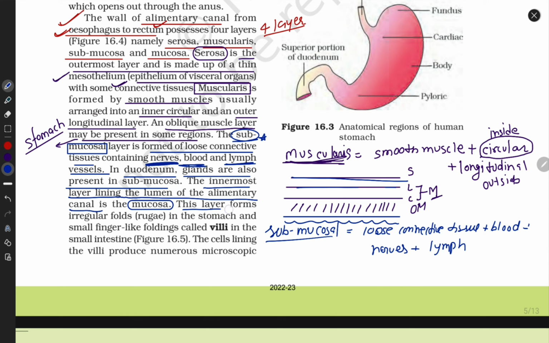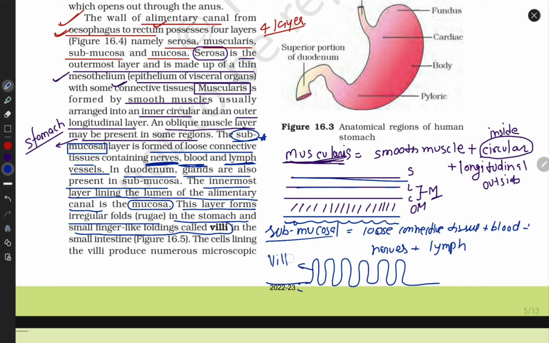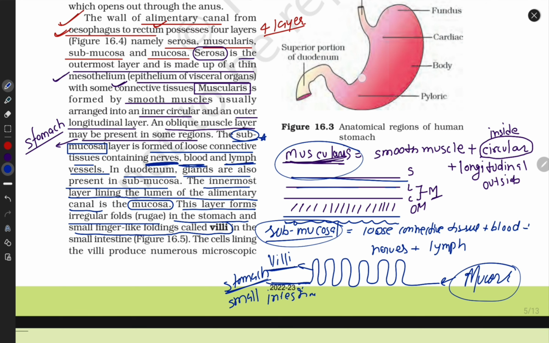This layer forms irregular folds called rugae in the stomach, and smaller finger-like folds we call villi. They increase the absorption area. They are present in the stomach lining and the small intestine lining. Alright, this is the mucosa. So our 4 layers are complete.